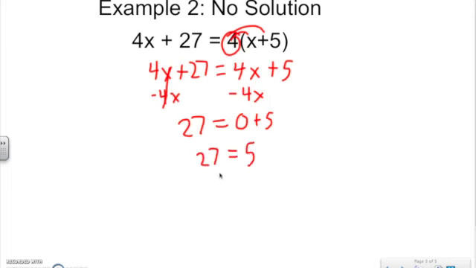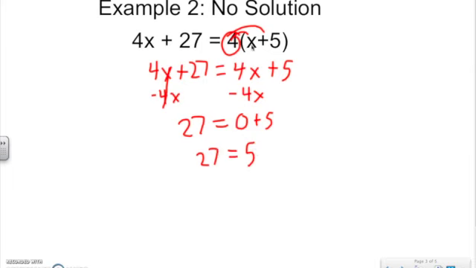And that looks a little silly, doesn't it? We know that 27 is not the same thing as 5, but this equation is saying that 27 should be equal to 5. Notice our variable went away, and we're just left with two constants that are claiming to be equal to each other, but we know from our experience with math that 27 is not equal to 5.